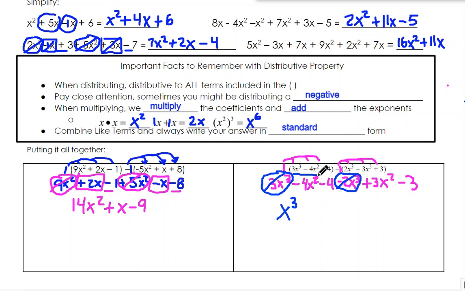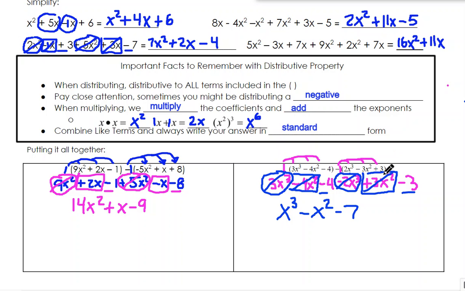Now I see I have an x squared. So let's do that one, x squared. Negative 4x squared, and I see I have a plus 3x squared. Negative 4 plus 3 would be negative 1. So I can just write negative x squared. And I combine those. All right, what's left? I have negative 4, and I get a negative 3. If I combine negative 4 with negative 3, I get negative 7. And there's my answer.